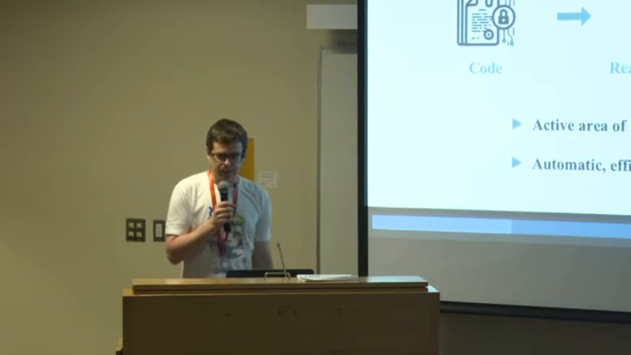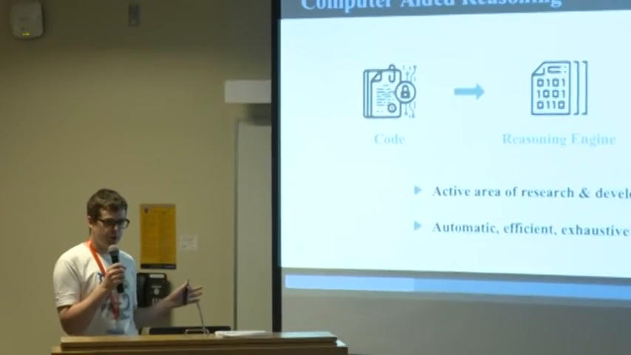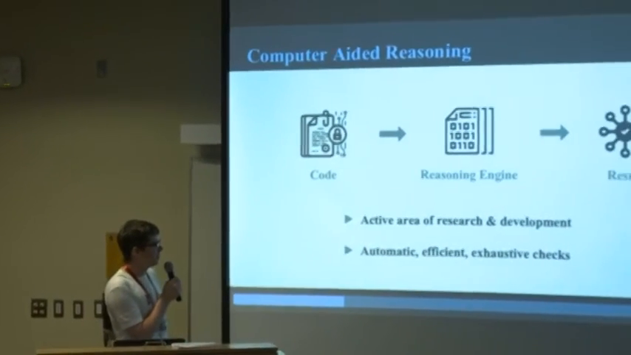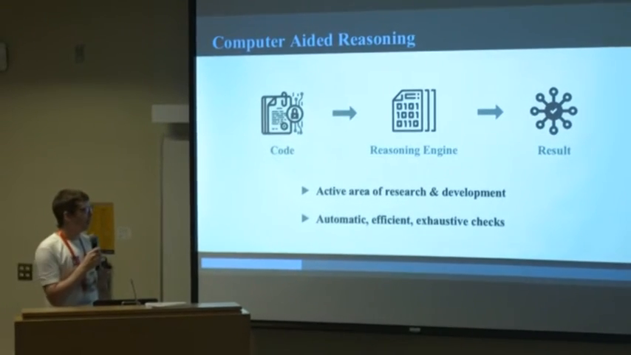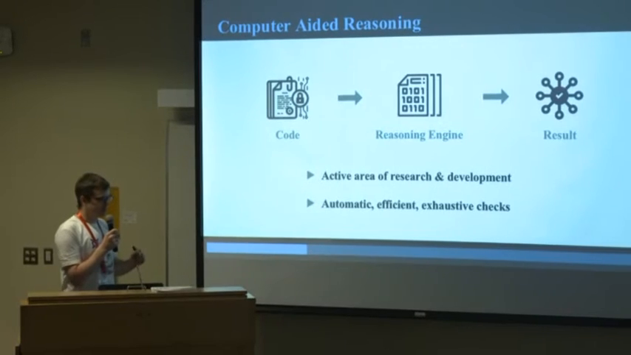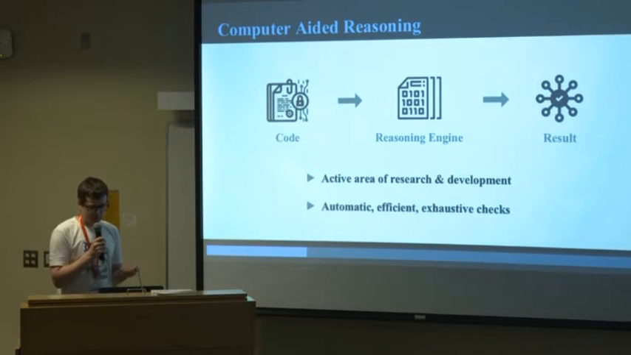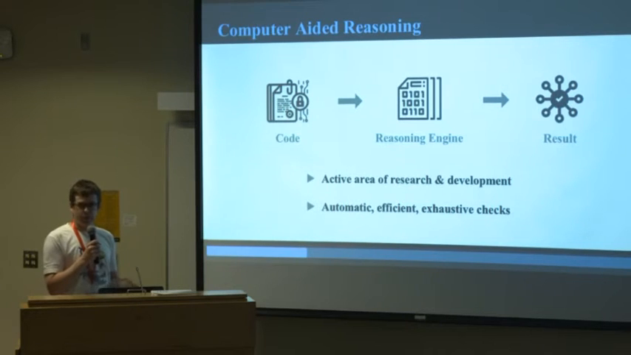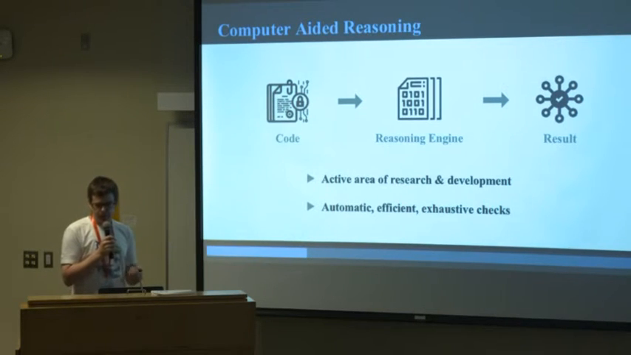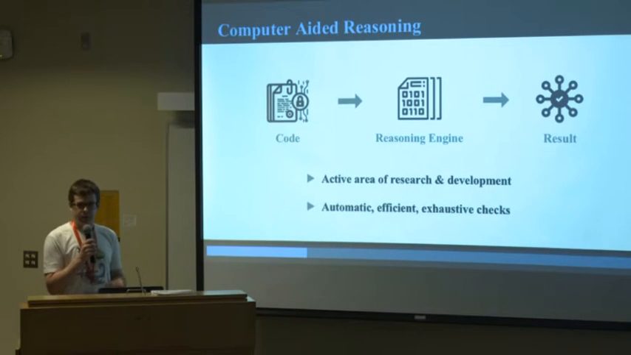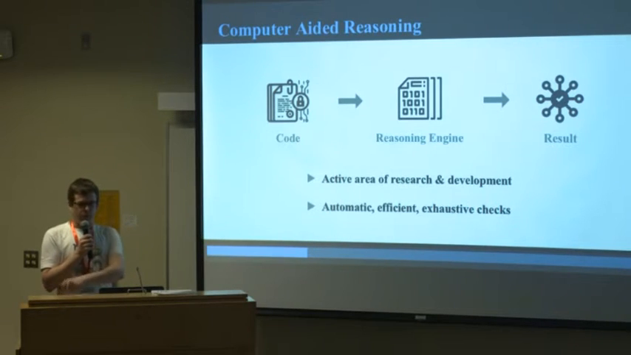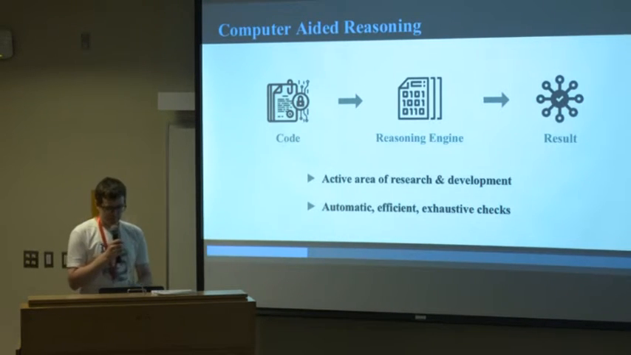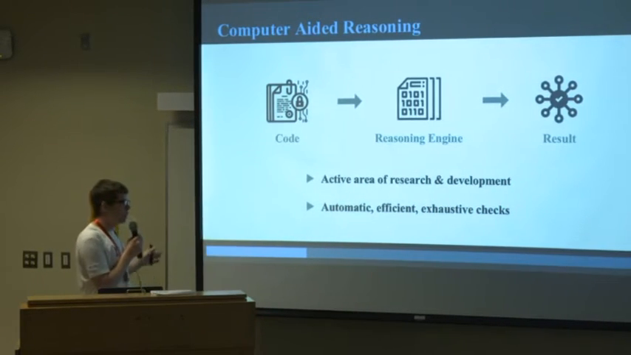So computer-aided reasoning kind of sounds like magic. You have some code, put it into this machine reasoning engine, and out pops the result. Kind of amazing if you think about it. Well, it's not that simple, of course. And in fact, this has been explored for a number of years in both academia and industry. There's been a significant research effort into building and advancing these technologies and transitioning them from the world of theory into something practical. And so the ultimate goal is to have automatic, efficient, and exhaustive checks.